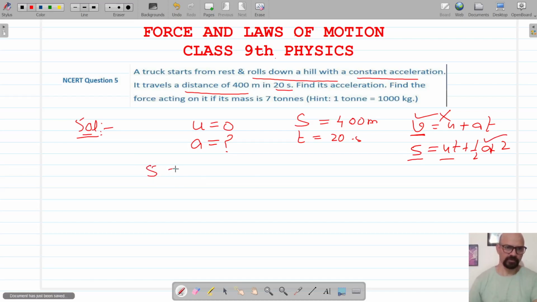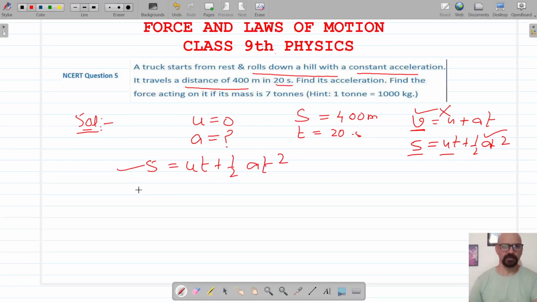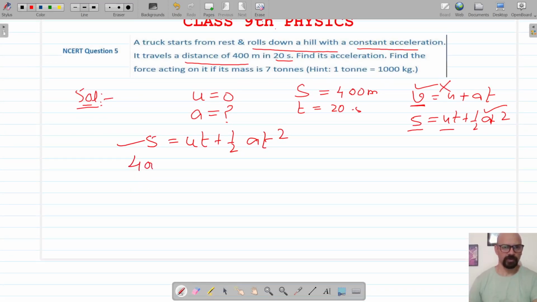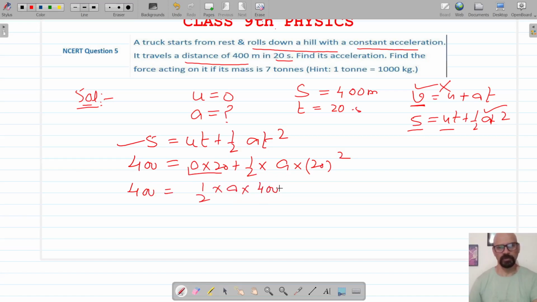So let's write down this equation of motion, s is equal to ut plus half at square, and the distance is 400 meter. Initial velocity is 0 into time is 20, plus half into a into time is 20 square. So this is 400. This term becomes 0. So this is half into a into 20 square is 400. So 400 and 400, we can divide that. So acceleration is 2 meter per second square. Now the acceleration is done.